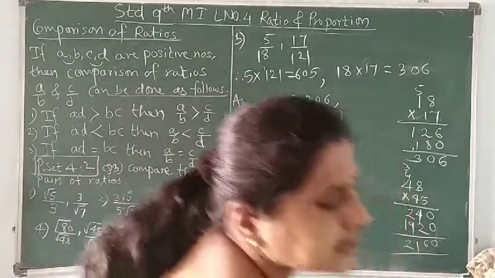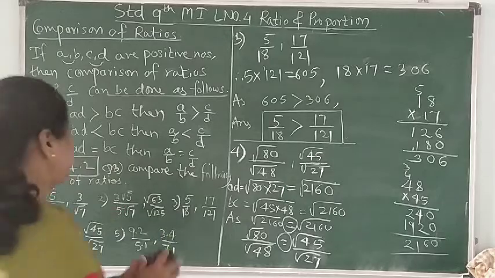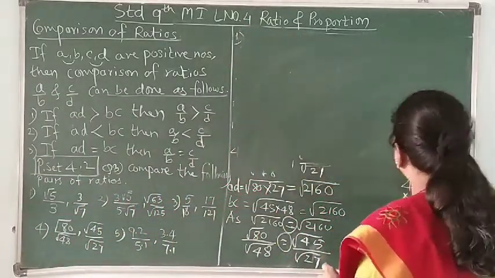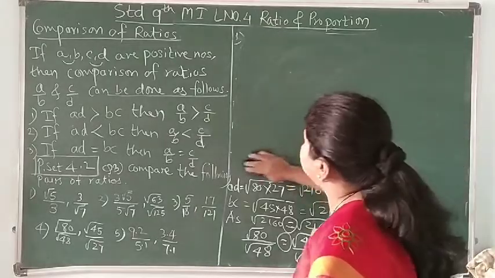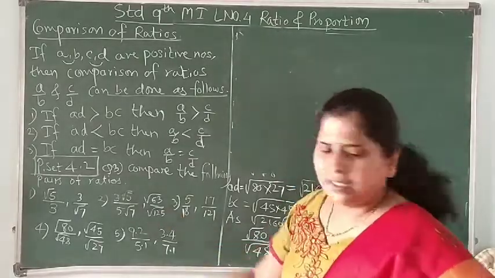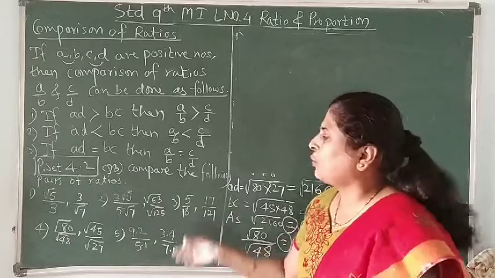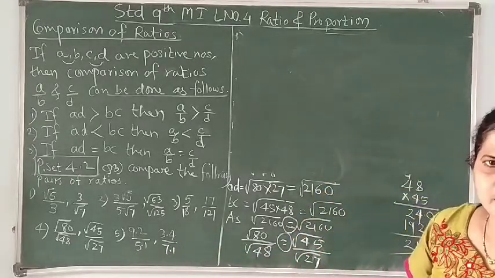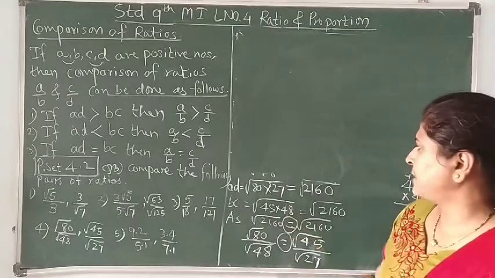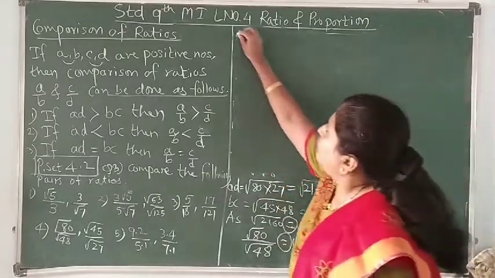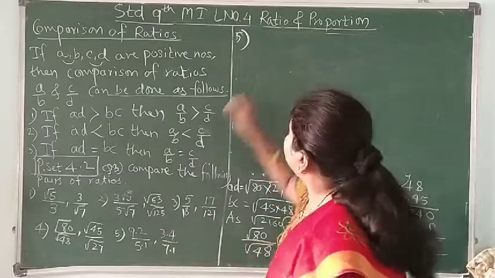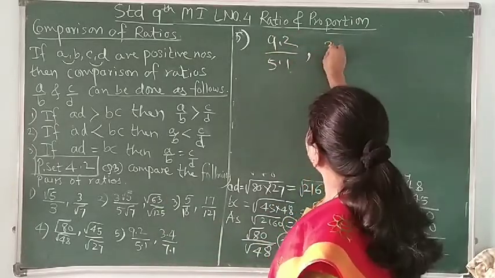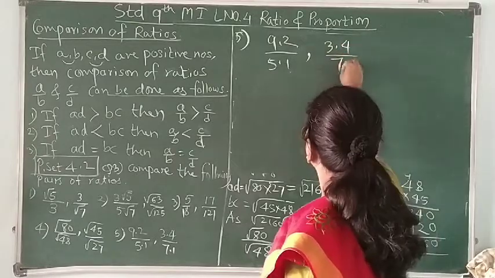Now let's see the last sum in this type, where we have the numbers in the decimal form. I have shown all these 4-5 sums just because whenever students find that square root and all that, they get confused how to do calculation part. There is confusion. That's why I have purposely shown all these sums. So now the fifth sum is say 9.2 upon this 5.1, and the other ratio is 3.4 upon 7.1.